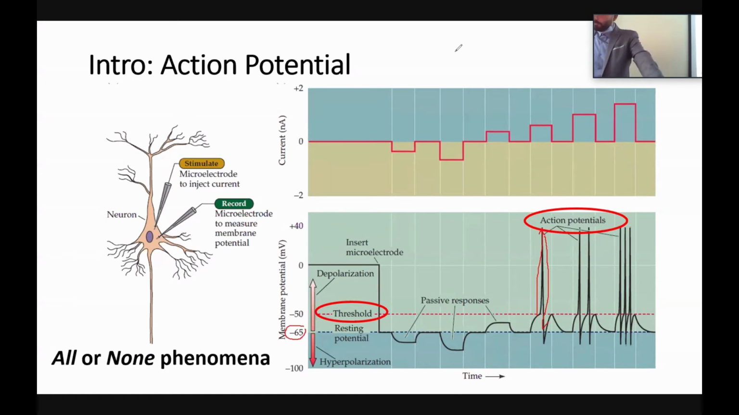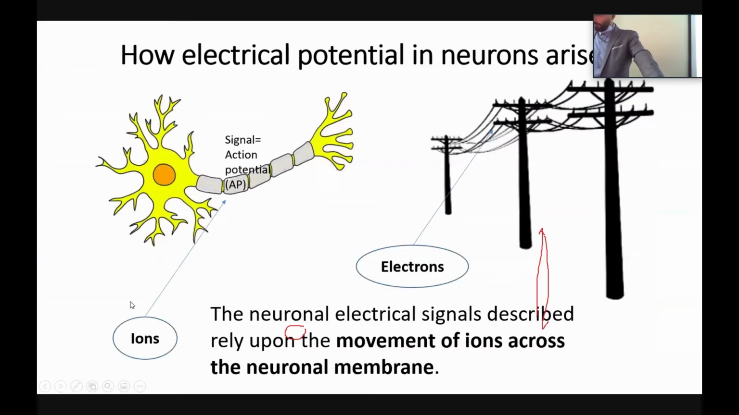Now, basically what contributes to the electrical potential in cells is the movement of ions. With electricity, it's the movement of electrons, whereas in excitable cells, it is the movement of ions that is responsible for the generation of the electrical potential.